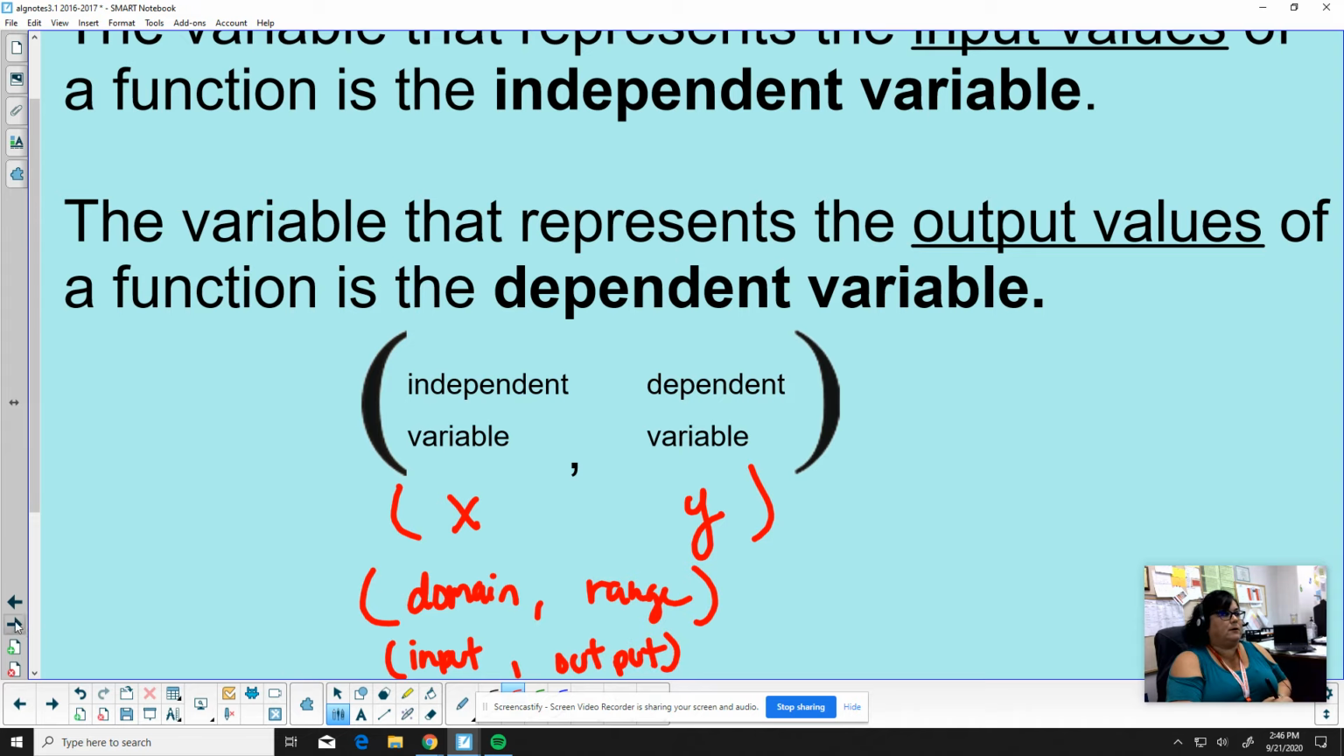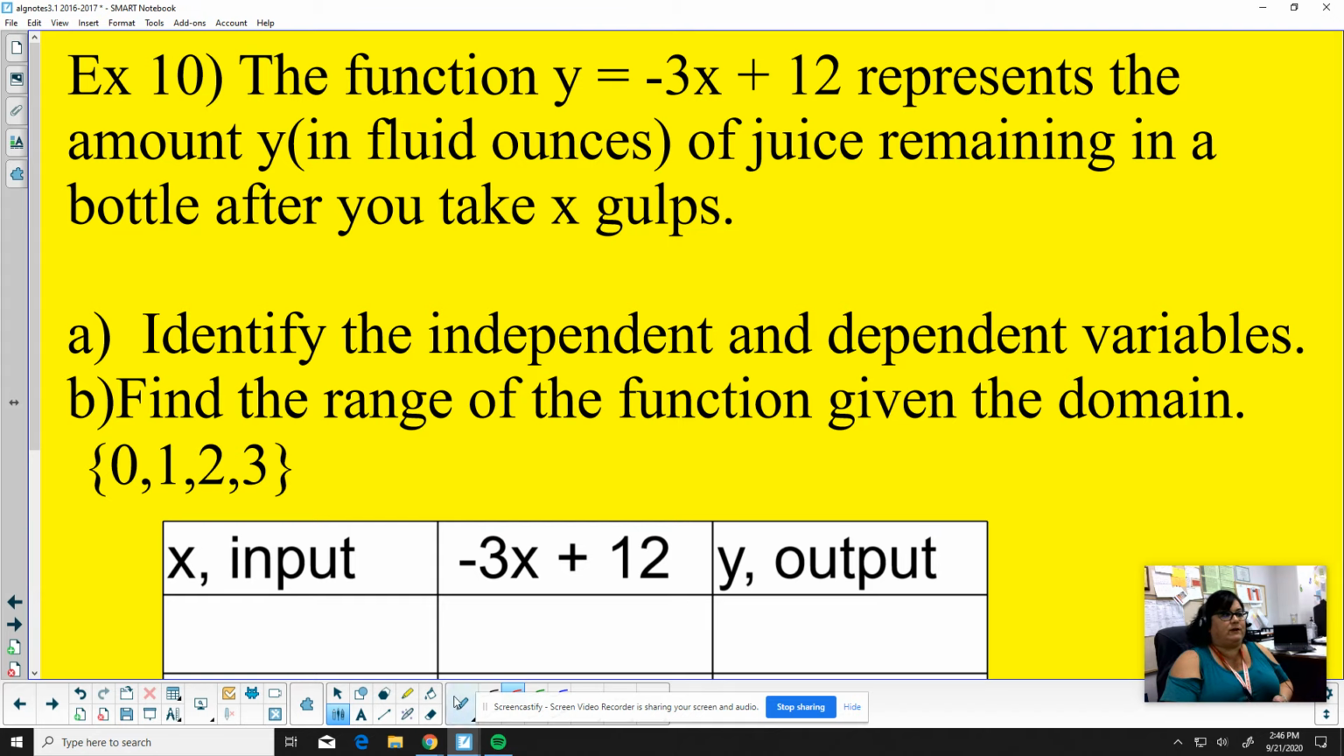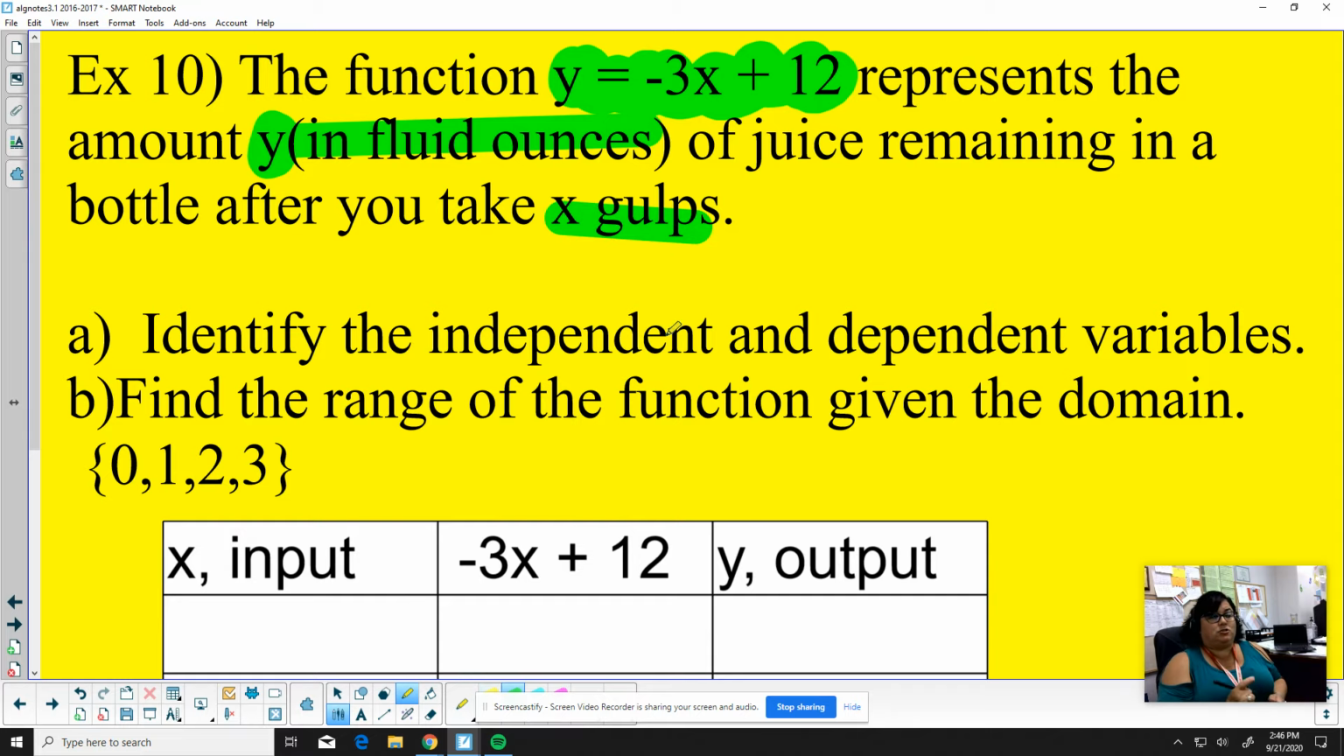Okay, all right, let's go here. So I've got this function right here. Y equals negative 3x plus 12. My highlighter's yellow, that's why it's not working. There we go. It represents the amount of juice Y. So the amount in fluid ounces is Y. That means it's your output. It's your dependent variable. It's your range remaining in a bottle after you take X gulps. So X is your gulps, and it's also your independent because it's X. It's your domain. It's your input.